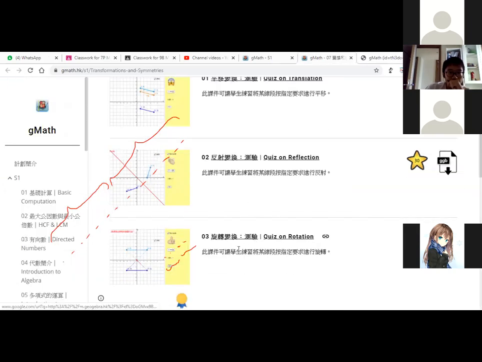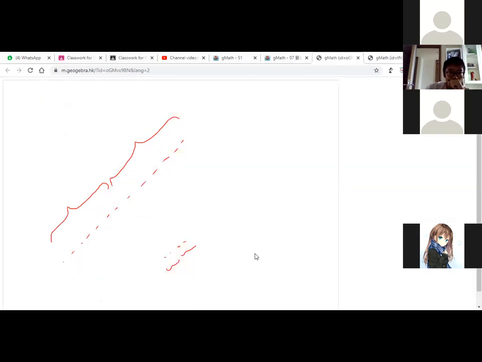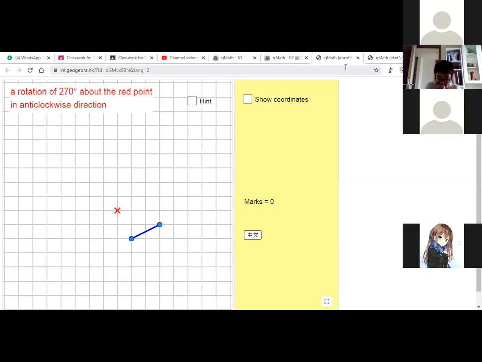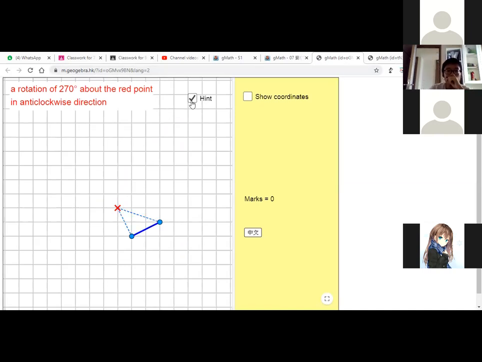Another one is the rotation. I think this is the hardest part, so I want to show you clearly in detail. About rotation, I wish that you can try the first few using the hint here, because after you click hint, you can understand things better. After you press hint, you will see the dotted line.